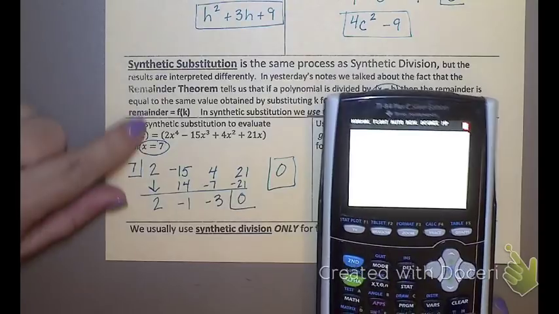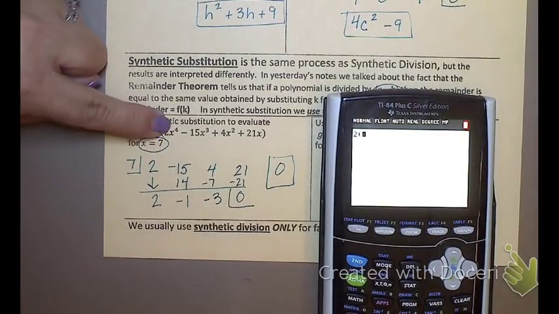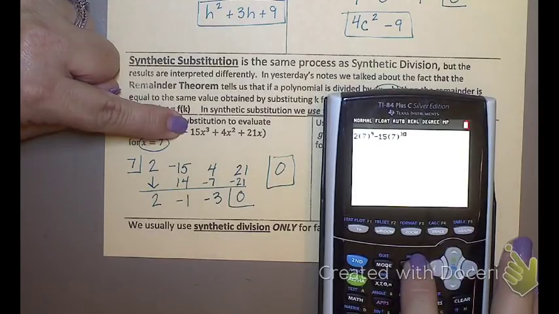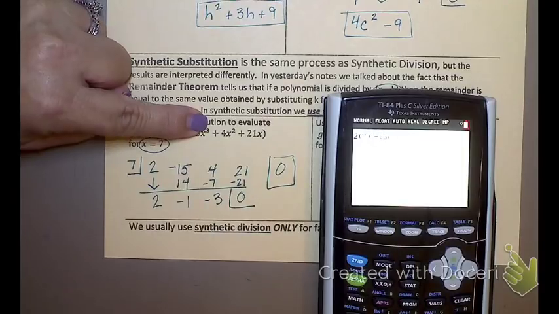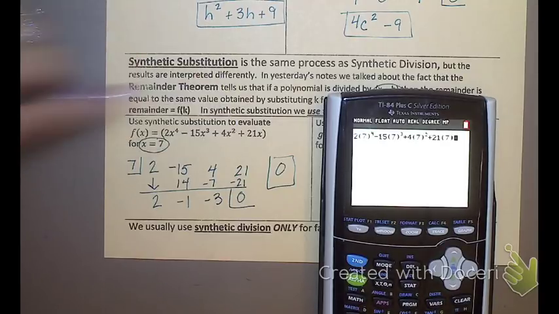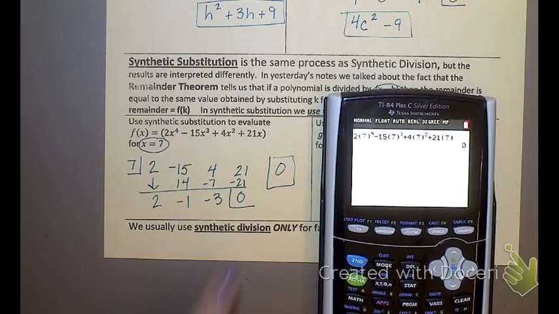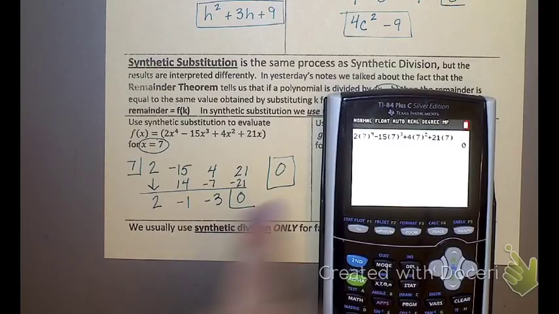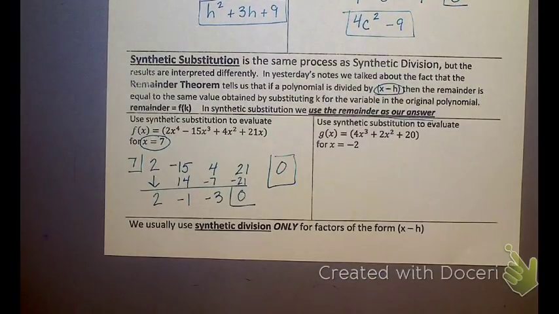So let me plug it in just to see. If I took 2 and I multiplied it by 7 to the 4th minus 15 times 7 to the 3rd. Oops, hang on. Plus 4 times 7 squared. Plus 21 times 7. And I get 0. It's whatever that remainder is when you use the division. Okay? It's a quicker way of getting to that answer. Kind of makes sense? Do you believe me more now that I've proved it?